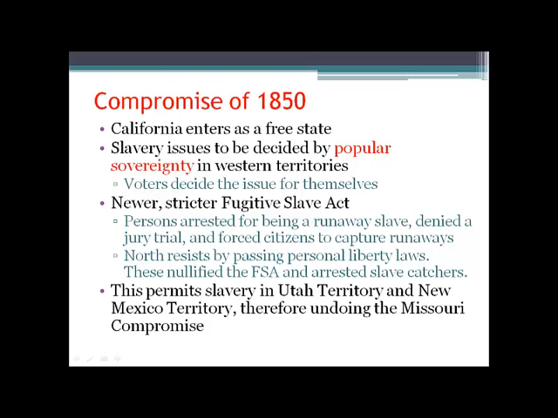Now, the northern states resist this by passing what are called personal liberty laws. These, essentially, we have nullification again. They nullify the Fugitive Slave Act, and they even arrest slave catchers in the North. So this essentially undoes the Missouri Compromise because it does permit slavery in the Utah Territory and the New Mexico Territory. They allow slavery now because of popular sovereignty.